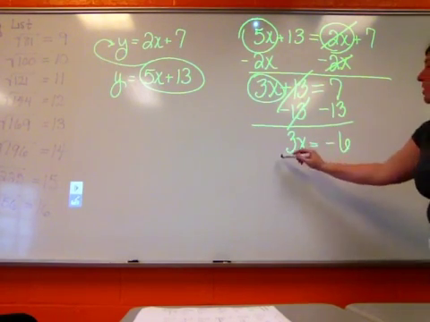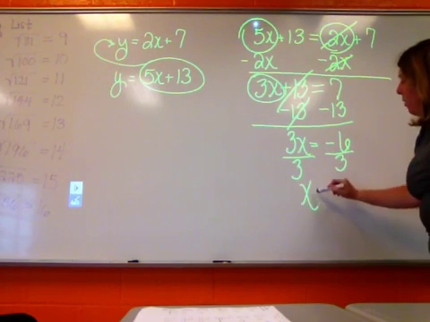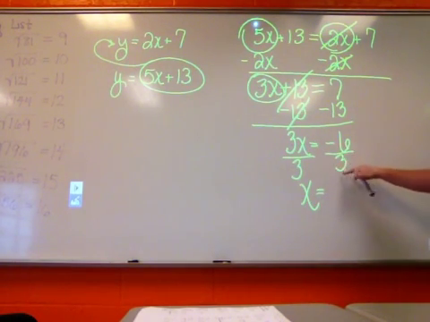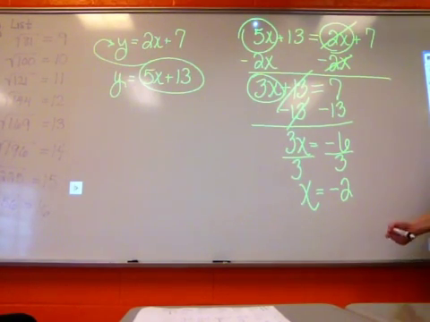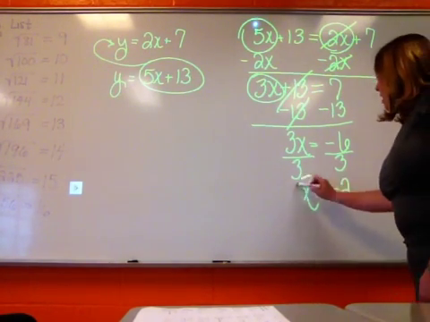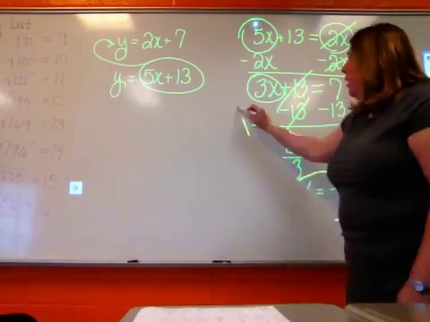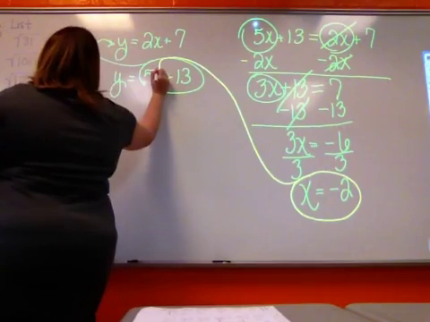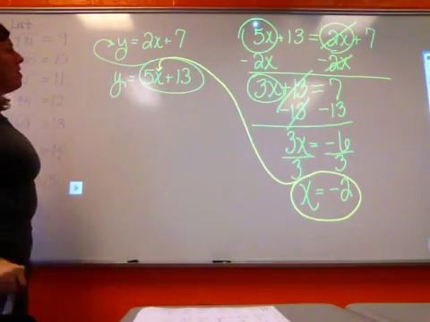So now I've got my 3x, which is multiplying together. The inverse of multiplication is division. So I'm going to divide by 3. So x is equal, negative 6 divided by 3 is a negative 2. And now that I know that x is negative 2, I can reuse that to solve for y. So if I use my x equals negative 2, and I bring it here and replace my x with my negative 2, then I can solve for y.